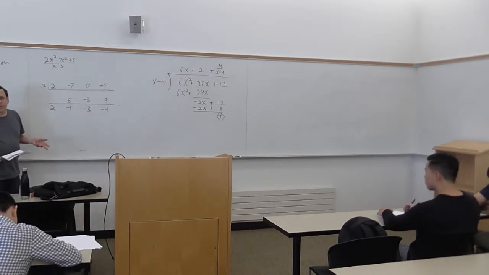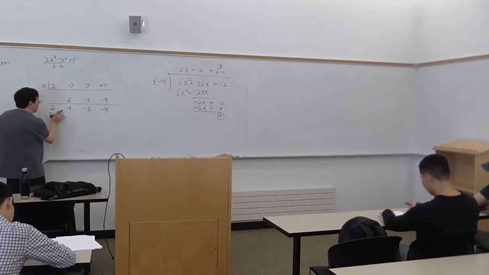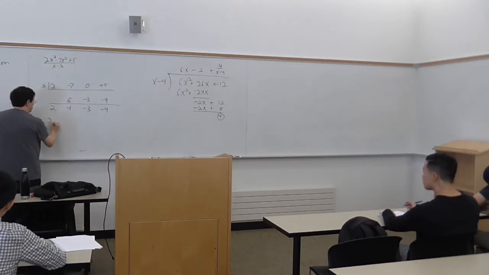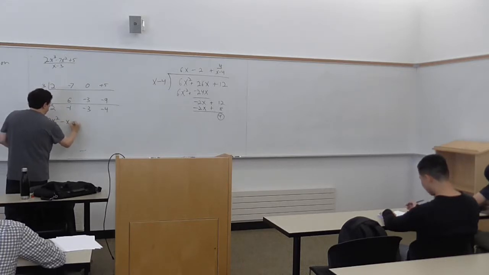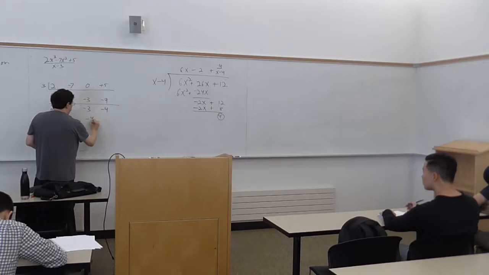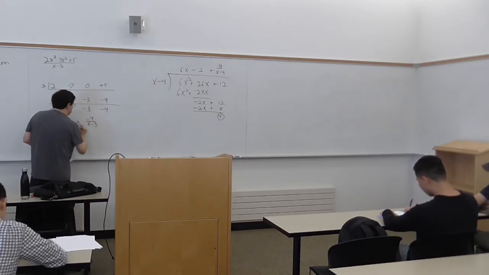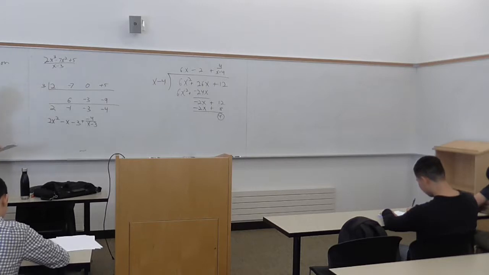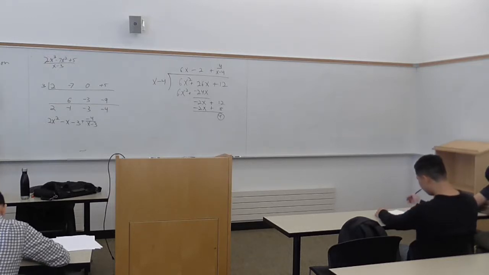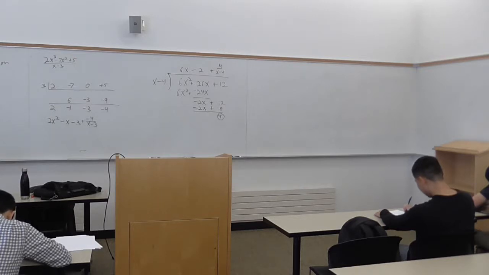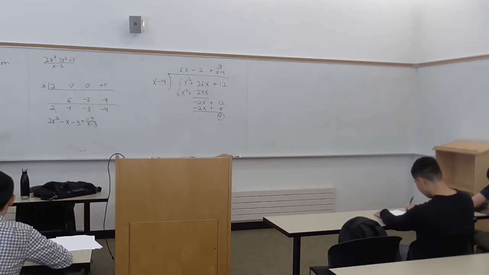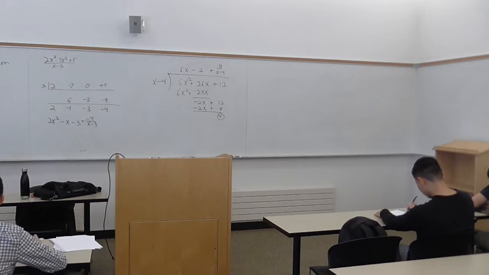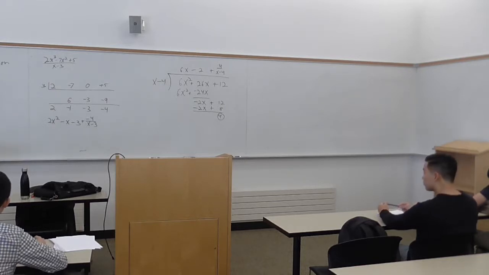Okay, now I have to know how to interpret this, right? Well, these are the coefficients of my quotient: 2x squared minus x minus 3. And there's my remainder. All right, that's great. It's really easy. It's kind of like magic. Problem is, I don't really know what I just did. I don't know why that works. Not yet. We're going to get to that today.